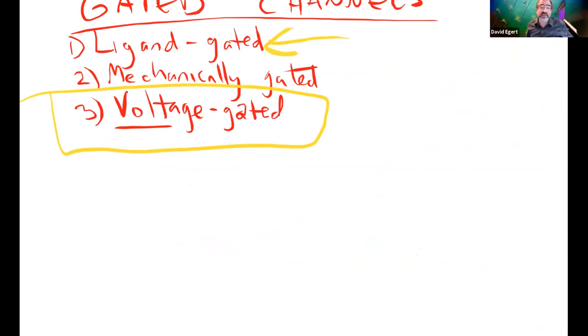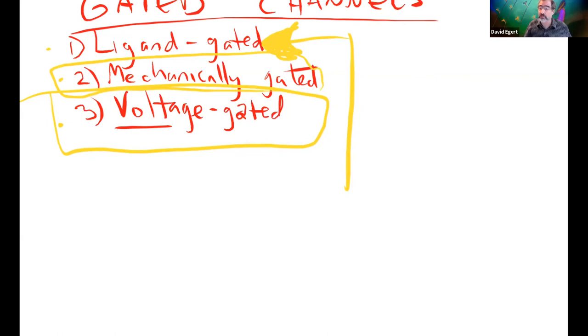While we're at ligand gated, let me introduce a few terms that will be useful here. Any questions about this? There are three kinds of gated channels. They can open based on signaling molecules being there to unlock. They can be based on physical deformation of the cell membrane, stretching, or it can be changes in voltage, whether it's more positive or negative inside compared to outside. And as that changes, that can be the trigger for a channel opening or closing. Okay.